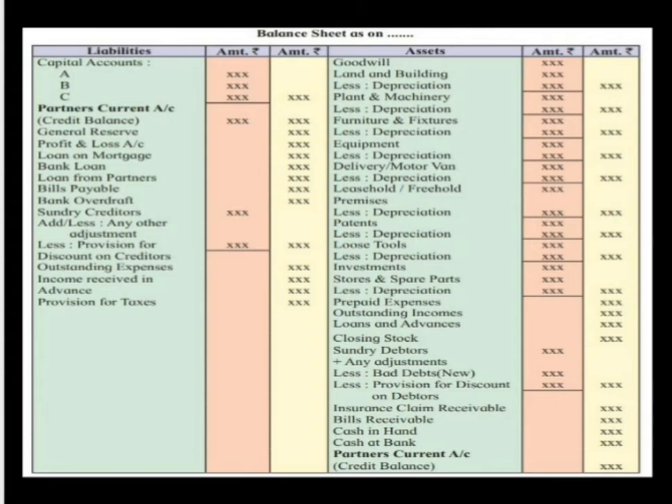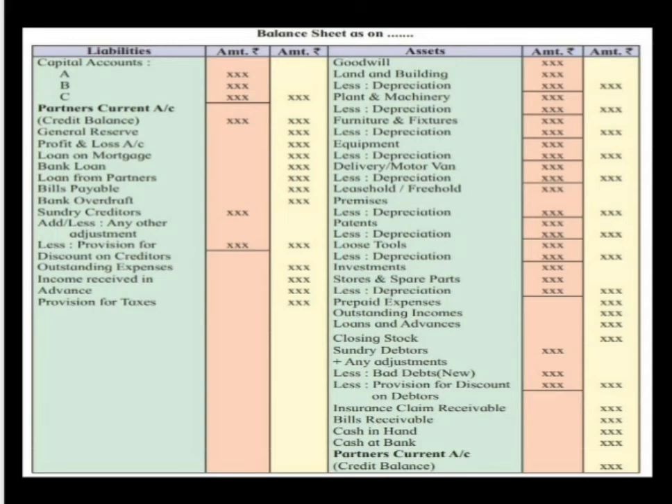Then if any loan is taken, the loan on mortgage, bank loan, loan from partners, bills payable, bank overdraft, sundry creditors, and then discount on creditors, outstanding expenses. Now we must be knowing what are the outstanding expenses. The expenses which are payable but not paid. That also comes under the liabilities, income received in advance, provision for taxes, etc.